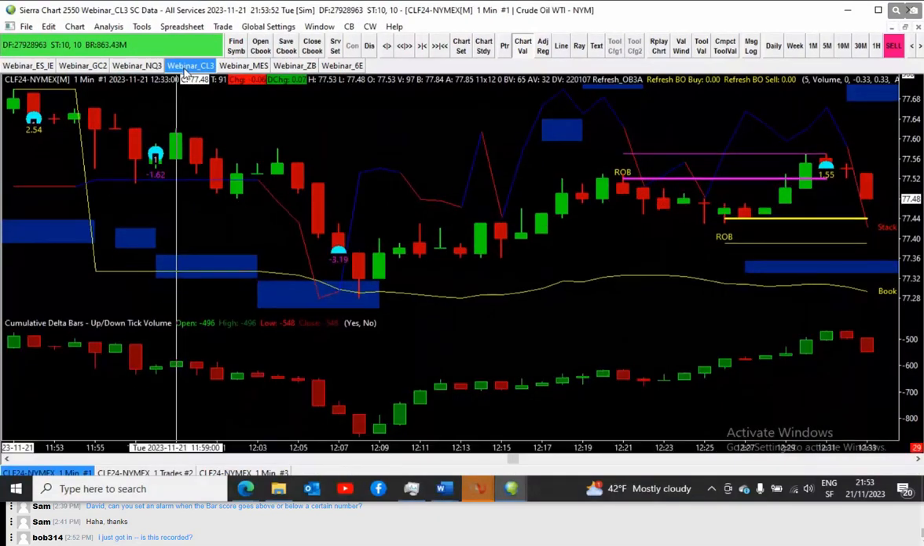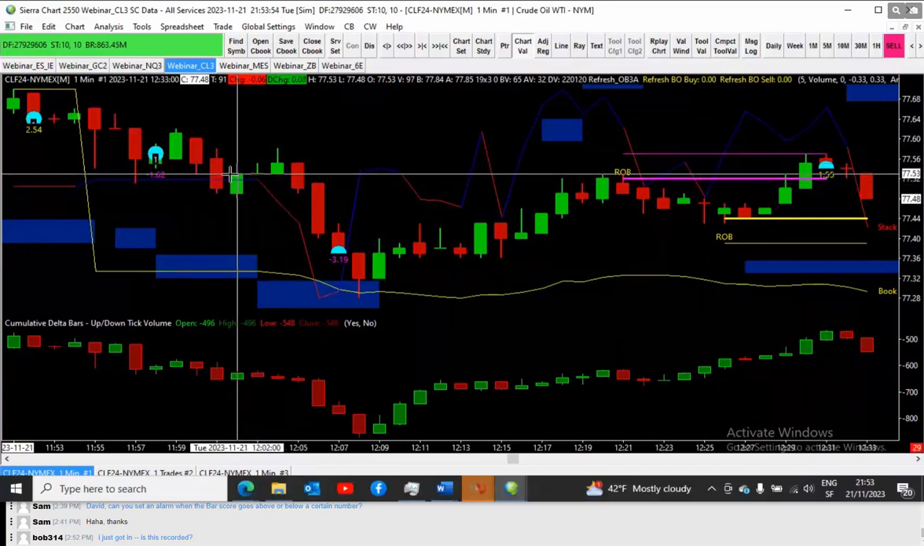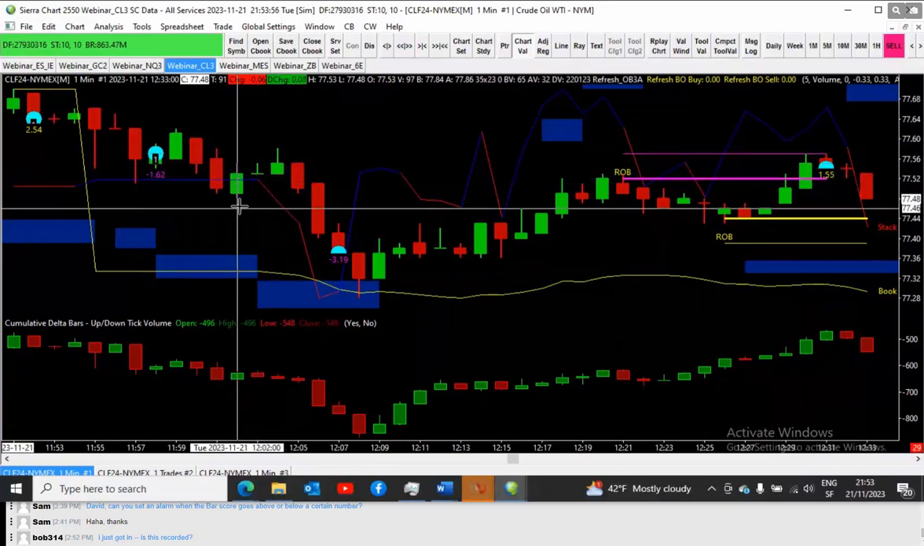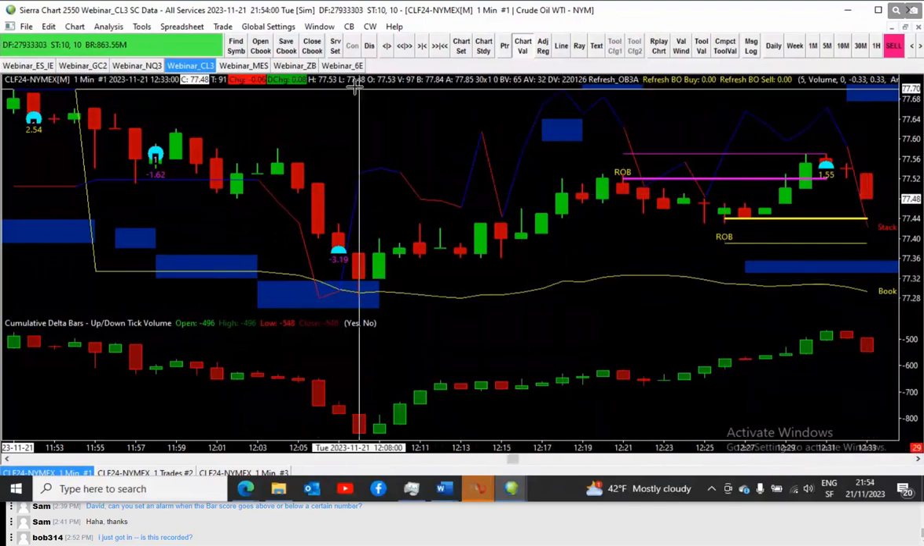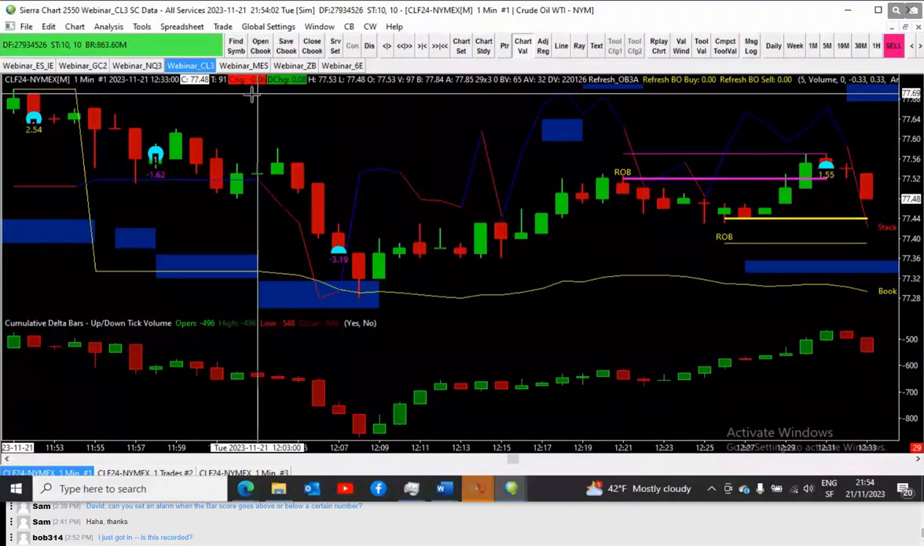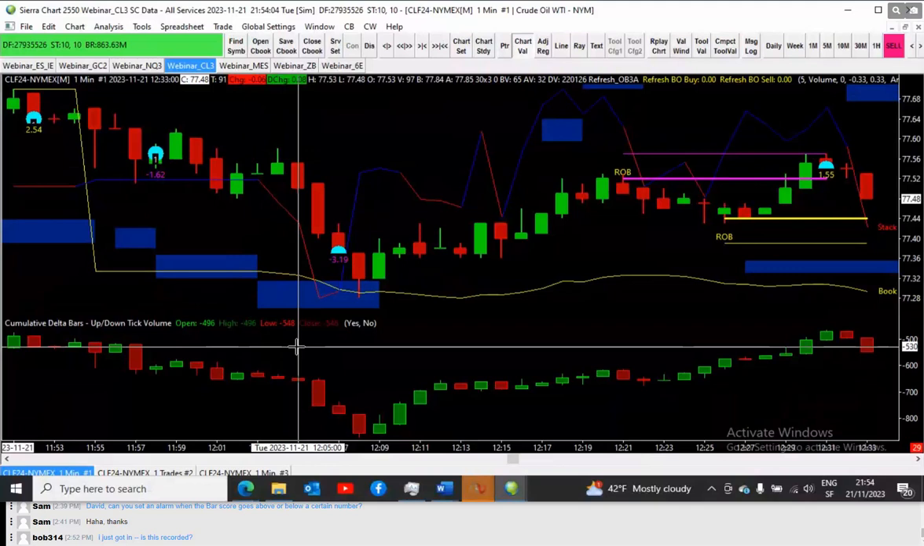Right, moving on to CL and crude oil. So still on today's chart. Again, it's a 1-minute chart, but again, the indicators work on different types of charts, Renko or different period charts.